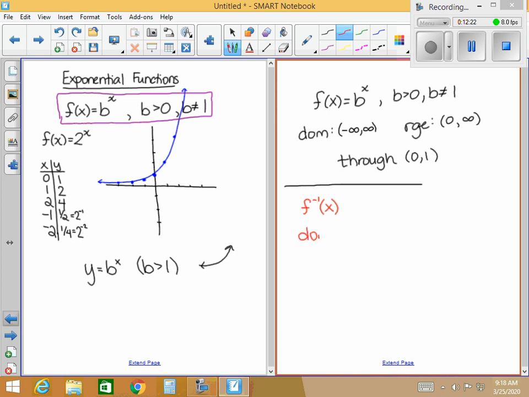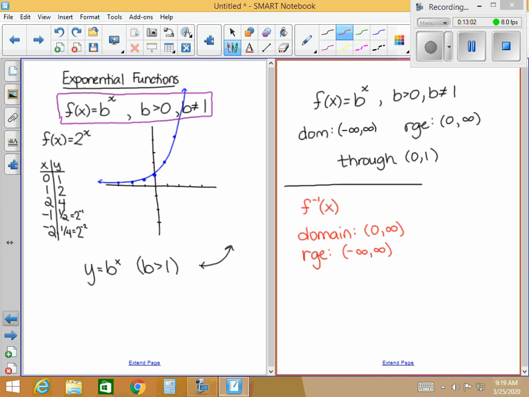If I want to talk about the domain of this inverse function, we know the domain of the inverse is the same as the range of the function. And we know the range of the inverse is the same as the domain of the function, which means this red graph that I'm about to work with, we know its domain. It can only accept positive numbers. I can't plug in 0, I can't plug in negative numbers, but I can plug in anything positive.